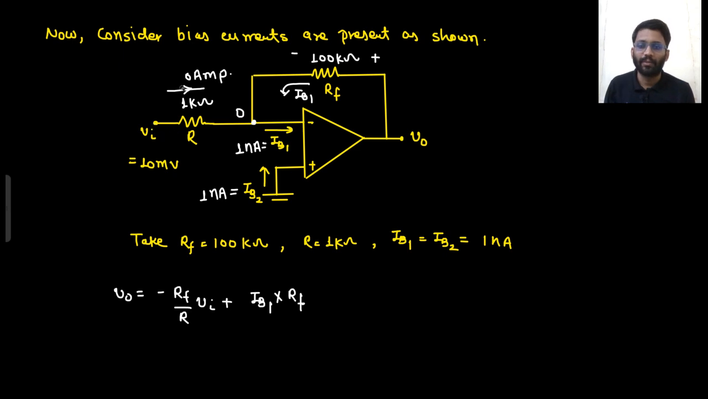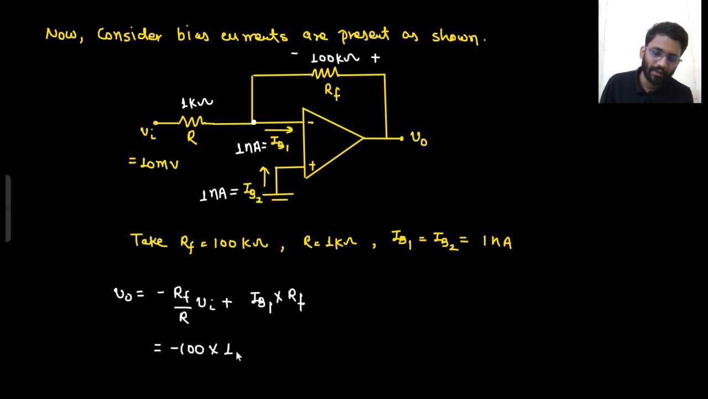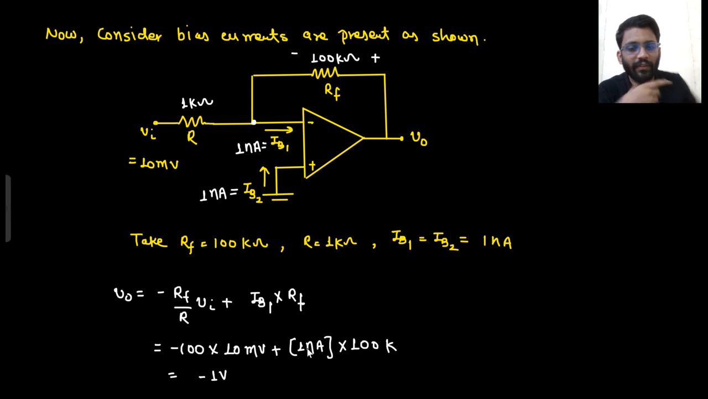So this is when we are applying the superposition theorem, but we are showing it completely. So this is how we will show it, right? So IB1 into RF. So minus RF by R, minus 100 by 1K, into Vin, that is 10 millivolt, plus IB1, that is 1 nanoampere, into RF, that is 100 kilo ohm. So this will be minus 1 volt, right? Now this is 10 to the power 5 and this is very low value. So this will not be giving that much of effect.